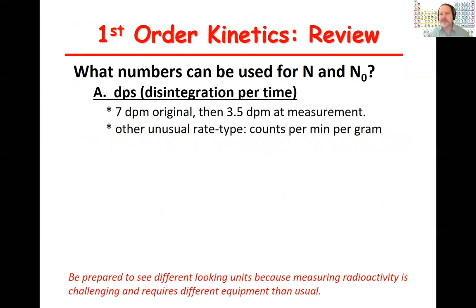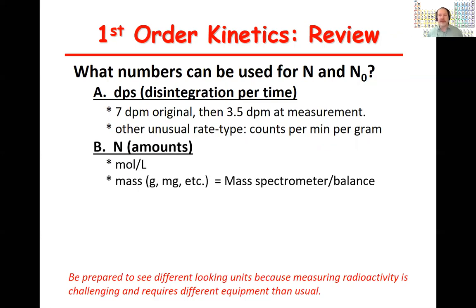So what numbers can be used for the amounts, N and N0? Because this can be a bit confusing. Students are used to moles, maybe mass, concentrations, these kinds of things. When it comes to nuclear chemical reactions, we've got to open our minds. There can be some other things. You may just see the term DPS for disintegrations per time, like 7 DPM or 3.5. These are things that you may see, and they're really telling you how much is there, because the greater the disintegration rate, the more material that's there.